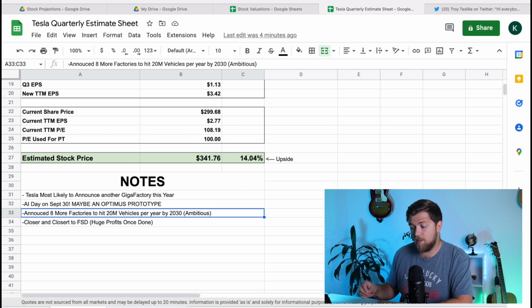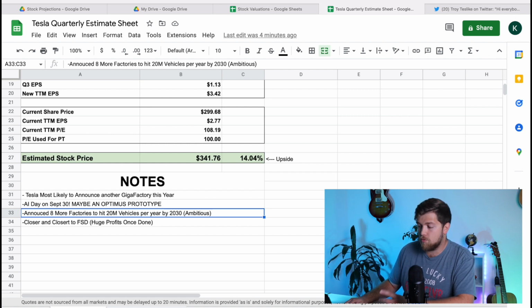But I will say that, for myself, I like to have a little bit of margin of safety, so I never really price in that they're going to hit that 20 million vehicles per year by 2030, just because I feel like it is somewhat ambitious, and especially with us having a little bit of an economic slowdown right now, I feel like it's going to make it a little bit harder over the next couple of years for Tesla to really hit those growth numbers that they're saying they can hit. Now, I'm not trying to say that I'm a non-believer, because I definitely am.